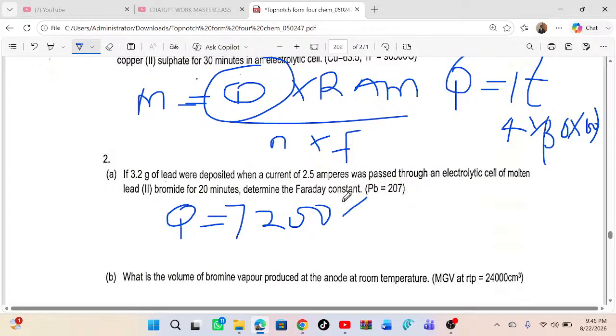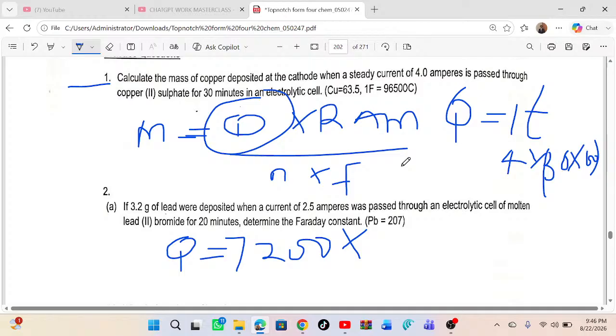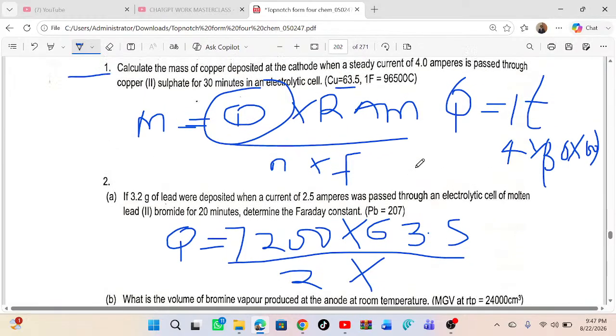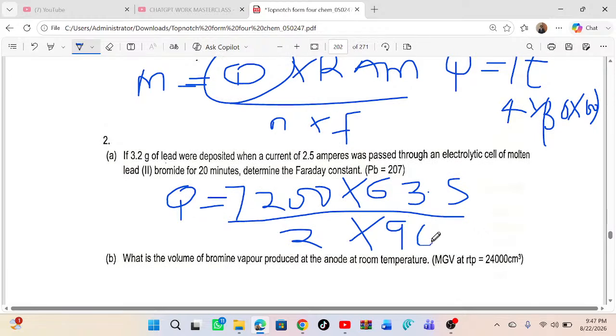So tafuta the mass of copper, sio? RAM tumepewa already. That's 63.5. Silver, that's the charge of the copper. Copper ni valence 2, so ni 2 times Faraday. Tumepewa ni ngapi? Ni 96,500. So this is equals to mass.